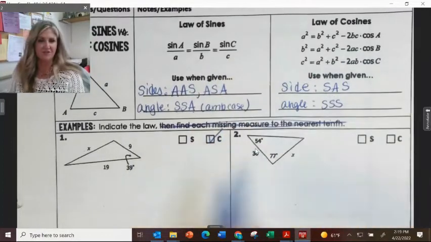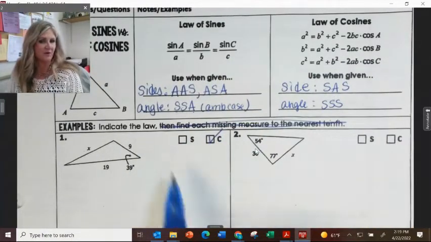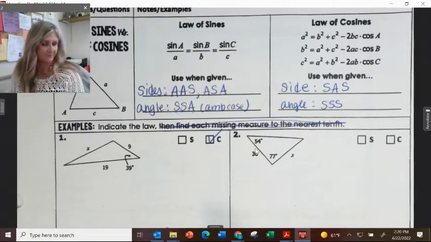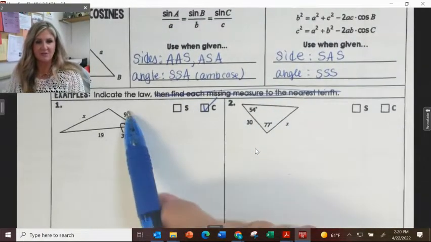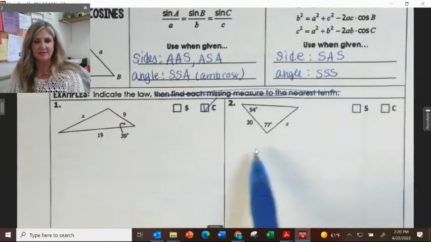So we're not going to actually do these problems. We're just going to state which one we'd use. Chris? So it's side, side, side. It's side, angle, side. So we have to use cosines.